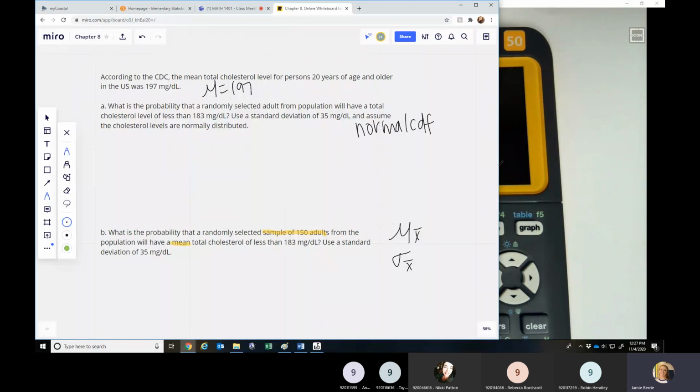But here you're going to have to do these special formulas because we're referring specifically to a sample of 150 adults. Here we're just randomly picking a person off the street. Here we're asking, okay, what if we selected a sample of 150 people? What's the probability that those 150 people, that their mean total cholesterol level would be less than 183? So it's the mean of all of those adults. Here it's just the probability that some random person has a cholesterol of 183.